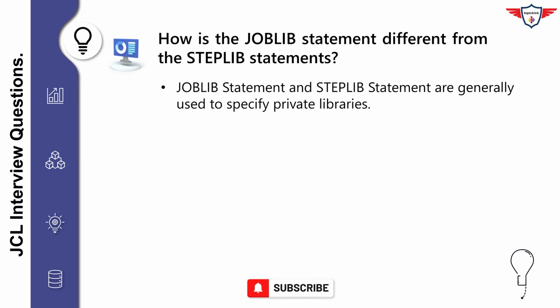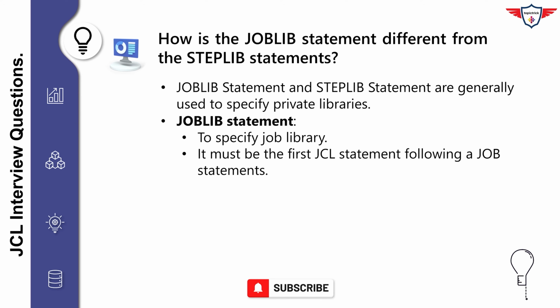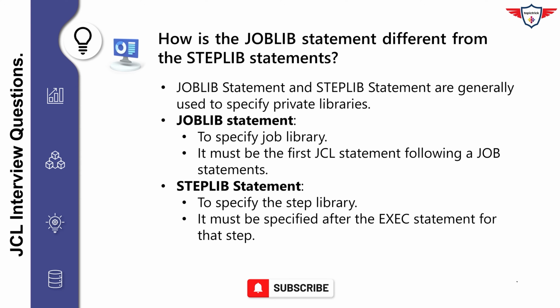How is the JOBLIB statement different from the STEPLIB statement? JOBLIB and STEPLIB statements are generally used to specify private libraries. If you want to execute a program from a private library other than the system library, then you can specify your private library as a job library or a step library. To specify a job library that applies to an entire job, you code a DD statement using JOBLIB as the DD name. It must be the first JCL statement following a job statement.